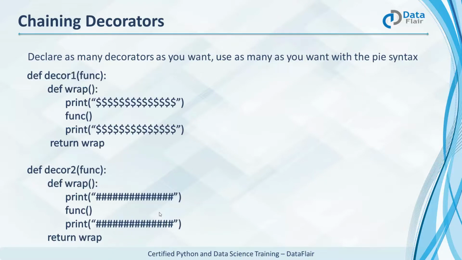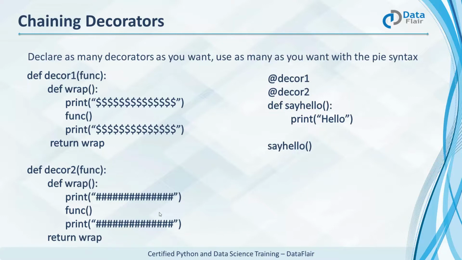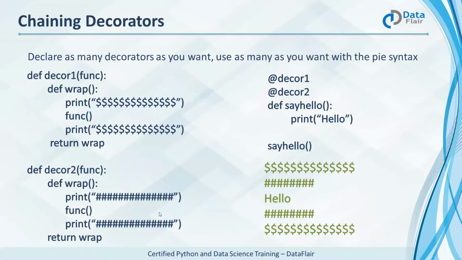These are two decorators. One prints dollars around a function's output and the other prints hash signs. To a function sayHello, we apply both the decorators. The output has both dollars and hashes. Notice that hello is first wrapped by hashes and then this is wrapped by dollars. This is because the pie for decor2 is closer to sayHello than that for decor1.